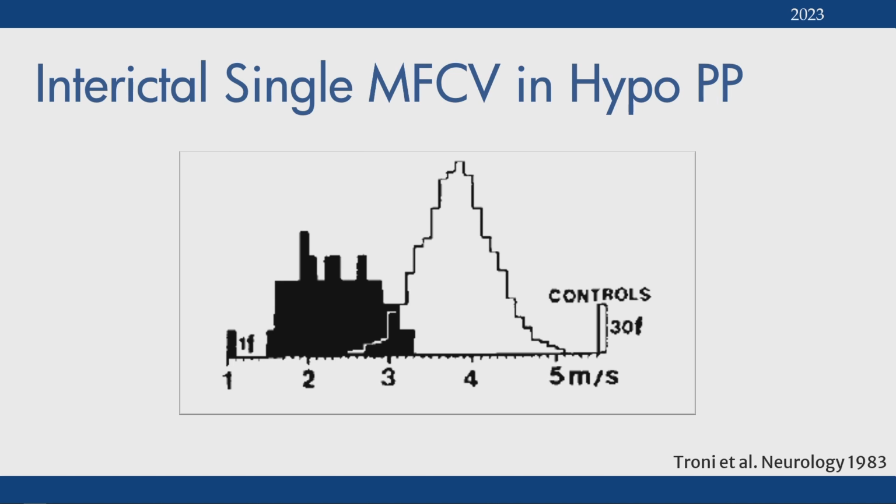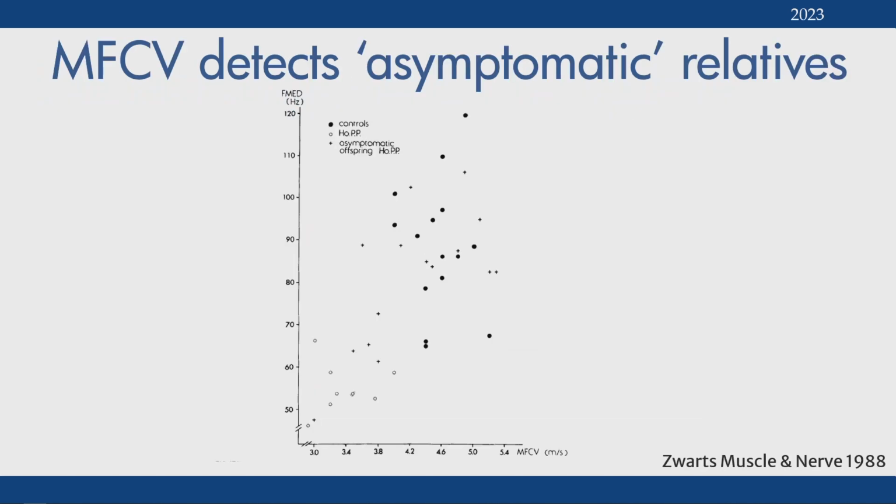What they found is that they were able to completely distinguish the controls from the patients. Shown in this slide, the filled circles are controls, the empty circles are hypo-PP, and the crosses, which you may not be able to see that well, are the so-called asymptomatic carriers. There were a number of asymptomatic carriers that clustered down here with the PPs. 2 of those 4 had biopsies, both had vacuolar myopathy. The other ones either went on to have attacks or to develop the myopathy associated with periodic paralysis.